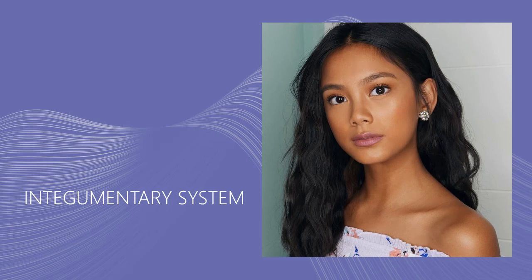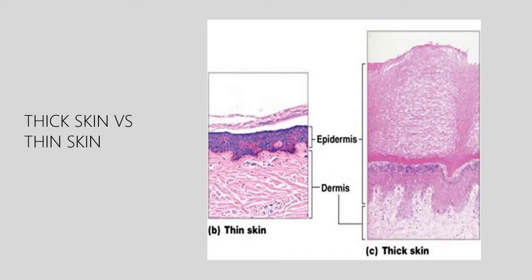Let's continue. So our skin is classified as either thick or thin skin. And the term thick or thin skin refers to the epidermis only. Okay, this portion. And this should not be used when total skin thickness is considered. Okay, but only the epidermal portion.